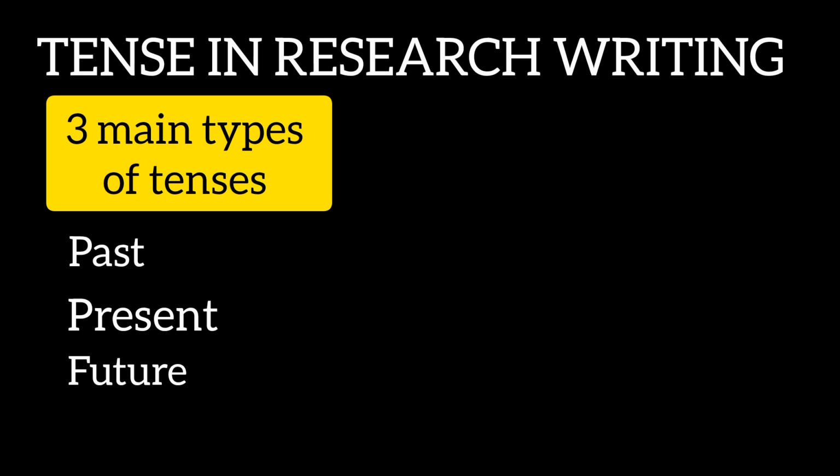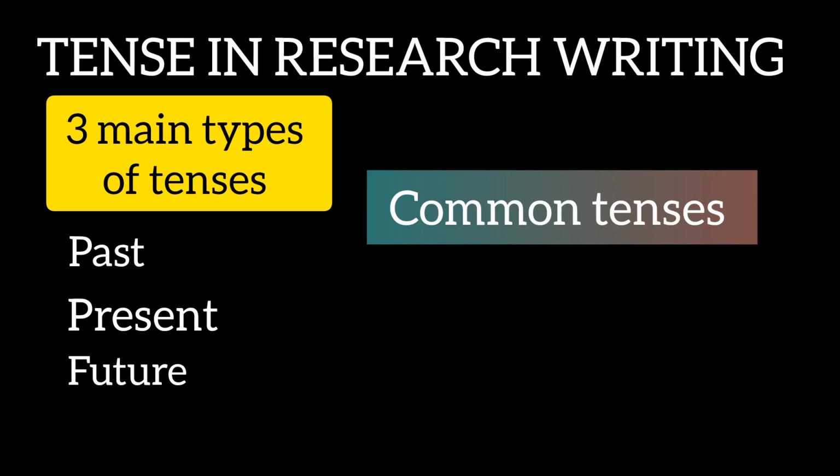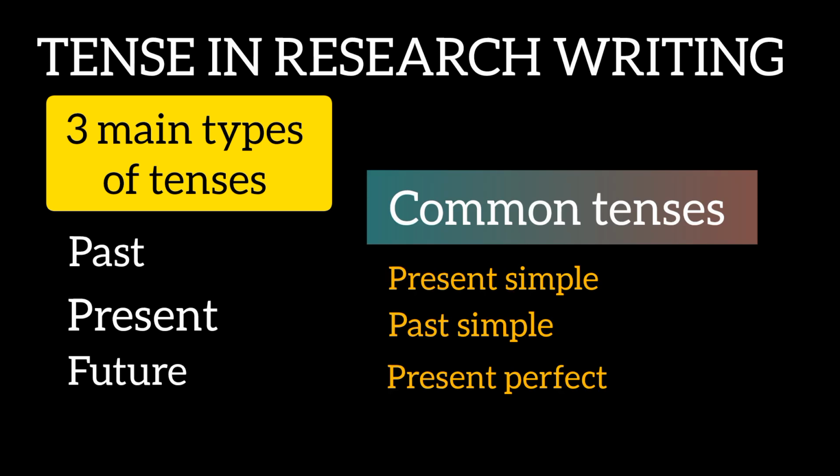Now, tense communicates time, and verbs are the primary indicators of tense. Therefore, the conjugation patterns of verbs express time. Academic writing uses mainly the present simple, the past simple, and the present perfect.